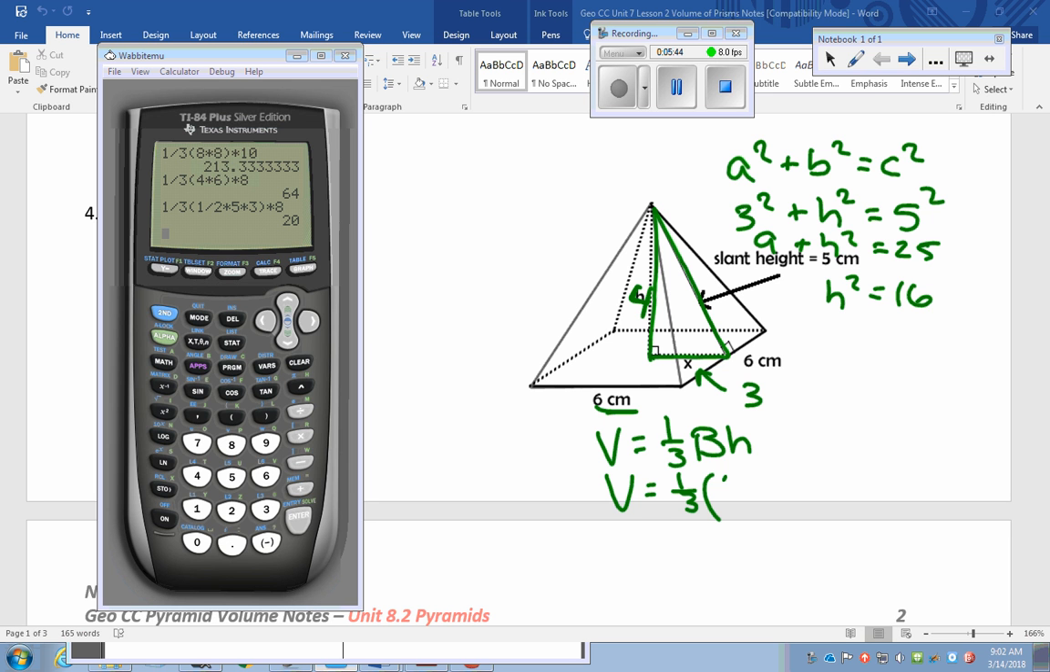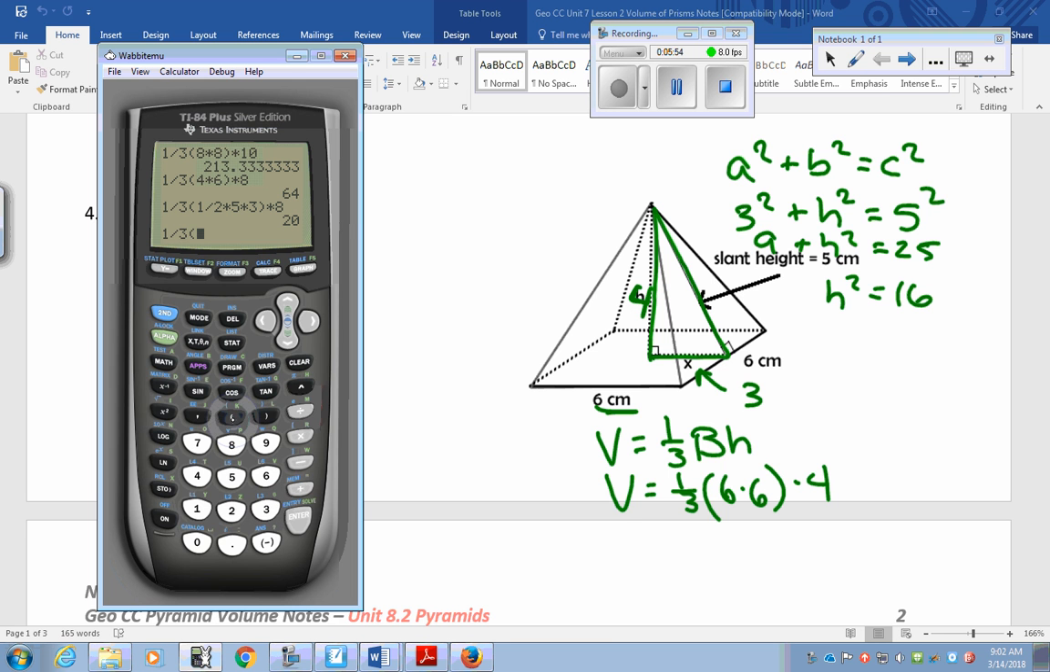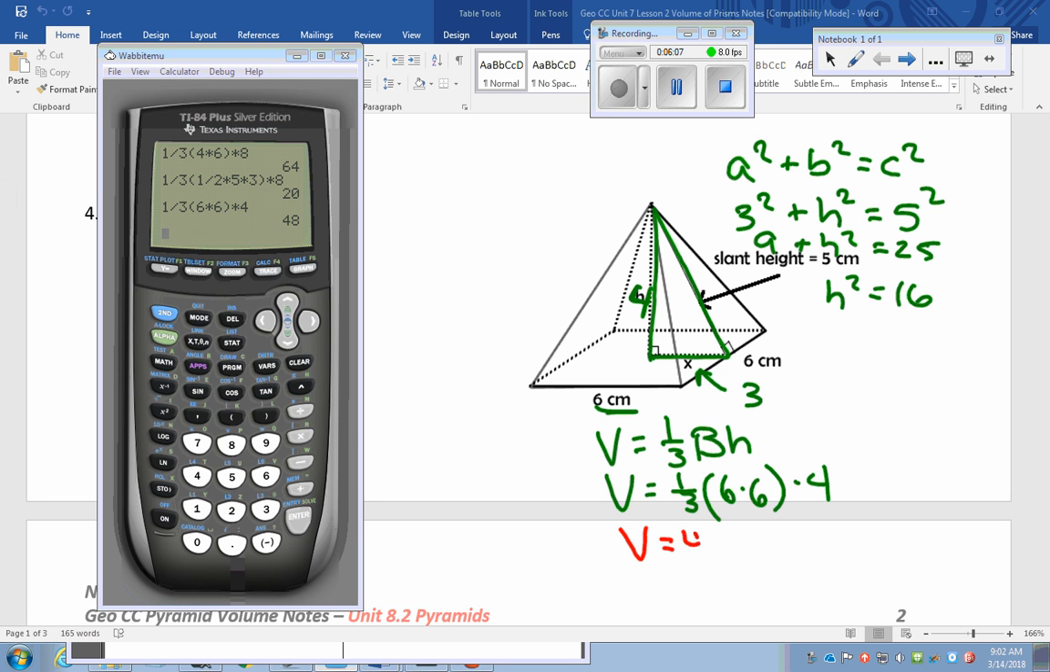It's a square base, so it's 6 times 6 times 4. And then going back to the calculator again, 1/3 times 6 times 6 times 4 will give me the answer, 48 for the volume, which is centimeters cubed. So just make sure you have all the measurements for the height of the pyramid along with the areas for the base figures.